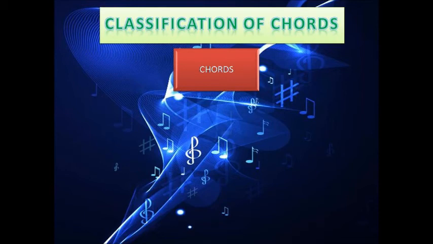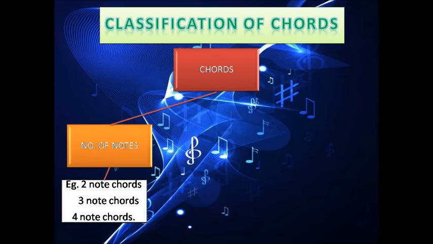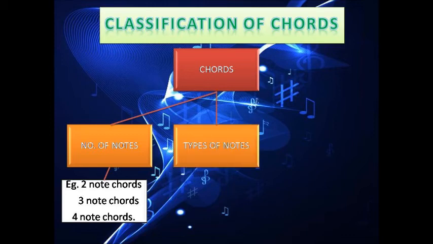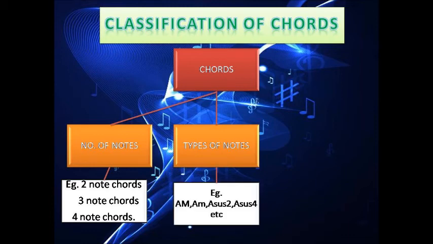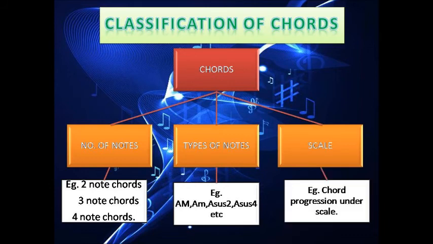Now let's see the classification of chords. Chords can be classified in many ways, but we have classified them in three ways. First, on the basis of notes, meaning the number of notes present in the chord. We have 2 note chords, 3 note chords, and 4 note chords. Second, on the basis of type, meaning we can arrange all the chords by their type, all A chords together and all B chords together. Lastly, on the basis of scale, meaning all those chords that comprise a scale. We will study all these in our upcoming classes.